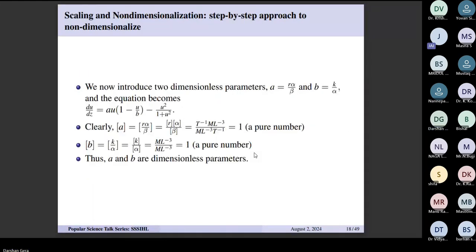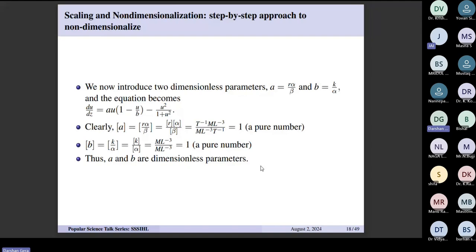After this, we define the new parameters. A equals r alpha by beta, because in the coefficient of u you have r alpha by beta, and in the denominator of u in the bracket you have k by alpha. So in place of k by alpha, you define b, and in place of r alpha by beta, you define a. Then you will have the new parameters a and b in the system, and your model will be very simplified. Then we have to see what the units of these 2 new parameters a and b are.